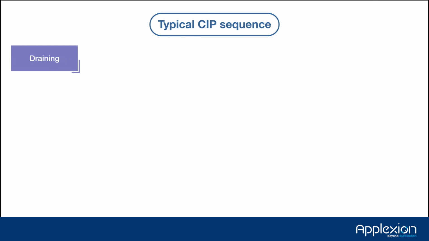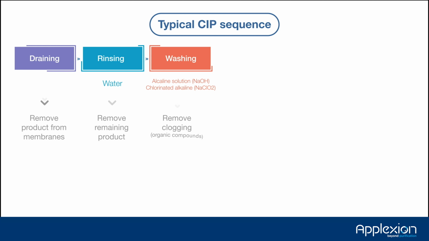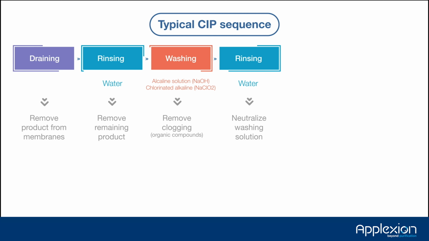The first step involves completely draining the system to remove the product from the membranes. The membranes are then rinsed with water to remove remaining traces of product. The first washing is carried out with an alkaline solution such as sodium hydroxide or a chlorinated alkaline solution such as sodium hypochlorite. The aim is to remove any clogging due to organic compounds. If possible, this step should be done at high temperatures. The membranes are then rinsed with water to neutralize the washing solution.